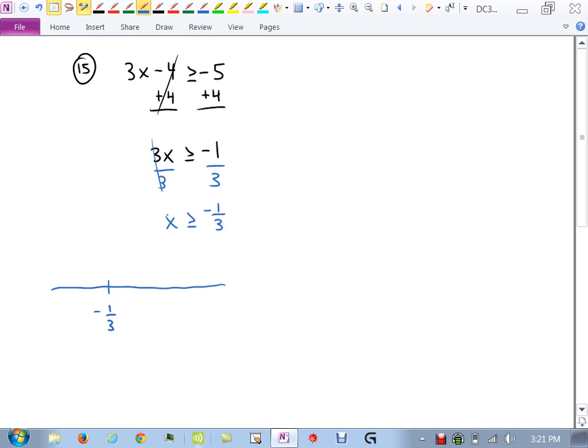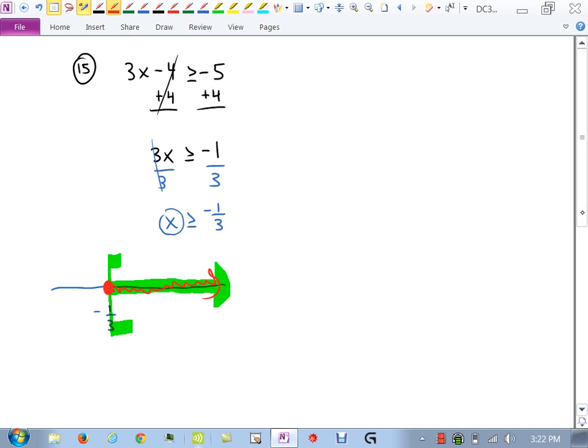And I want everything, all my answers are bigger than that. So that means to the right. Bigger is to the right, smaller is to the left. And we do want to include it because there's an equal sign down there. So I would put a bracket here. Or you could put a solid dot and then shade to the right.